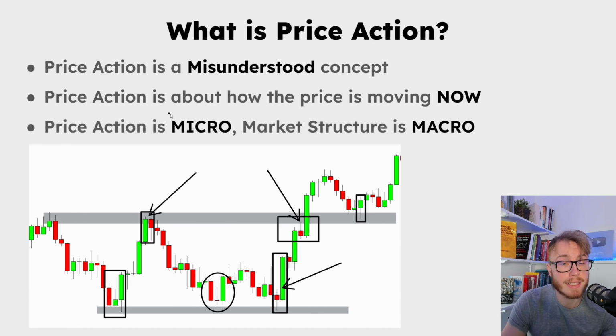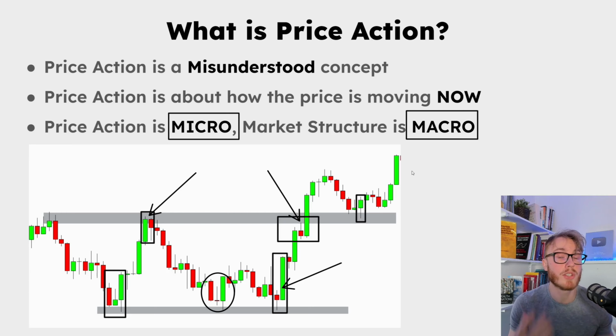Price action is micro, while market structure is macro. So you might have heard of the term market structure before. And market structure is basically when we zoom out and take a look at the whole chart. This is where we identify, for example, trends. We identify our major support and resistance levels, swing moves and pullbacks, and so on and so on. While price action is micro. Micro basically means that we really zoom in and take a look at the small details.